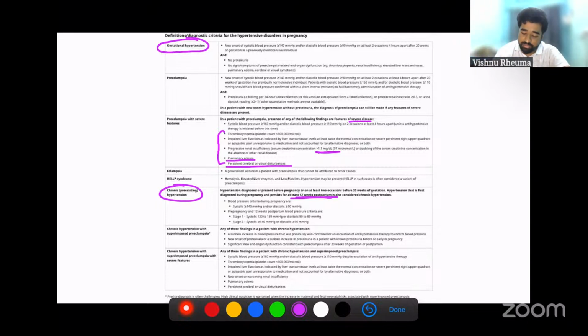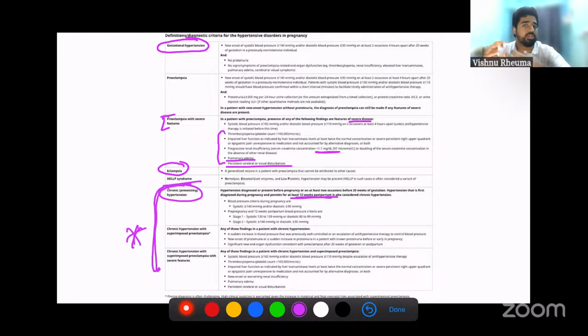And if more than one severe feature is there, you can call it preeclampsia with severe features. Eclampsia is basically a generalized seizure that occurs over and above it. HELLP syndrome is hemolysis, elevated liver enzymes, and low platelets. And then, chronic hypertension can also have a superimposed preeclampsia. That is, the patient already had a chronic hypertension, and over and above that, there are severe features that are occurring.